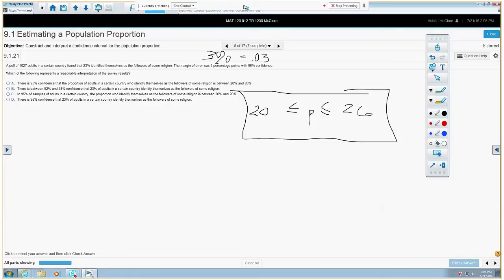So which one of these says that? Well, it doesn't say this one. Why? Because the other two say what? 23%. What does this say right here? 20 to 26%. So we know we're on the right track there and there. Between. Okay, so we go over here. There is a 95% confidence that blah, blah, blah. In 95% of samples, A. Because you always want to end your sentence saying, I am 95% confident. There is a 95% confidence. So I would say it's A.